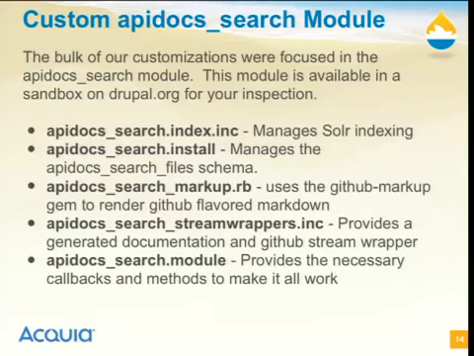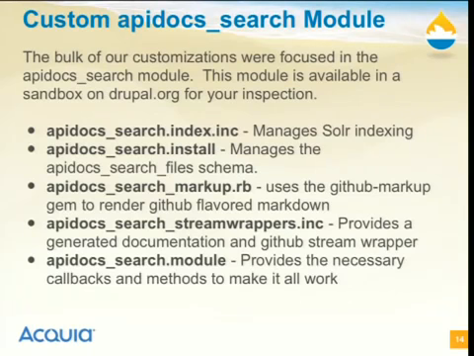So these are the main components of the module. You can download these all. The API search index.inc, which I walked through, manages the Solr indexing. There's really not a lot to it. You just generate the necessary document that you need, you tie into the existing hooks that are made available, and Solr handles all of the rest of it.